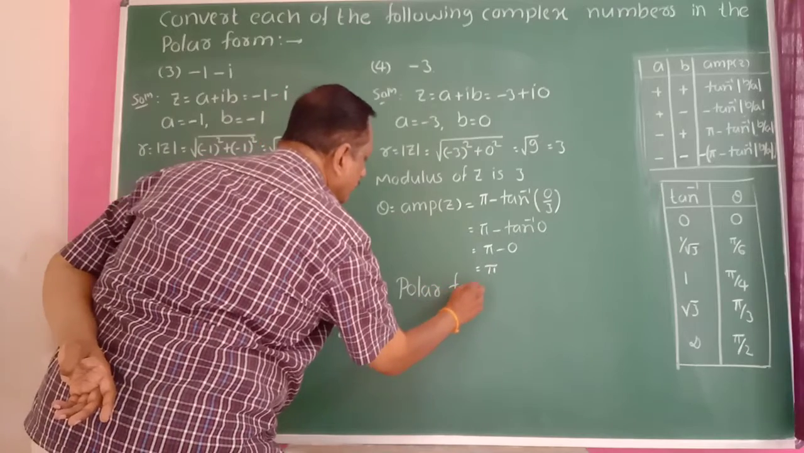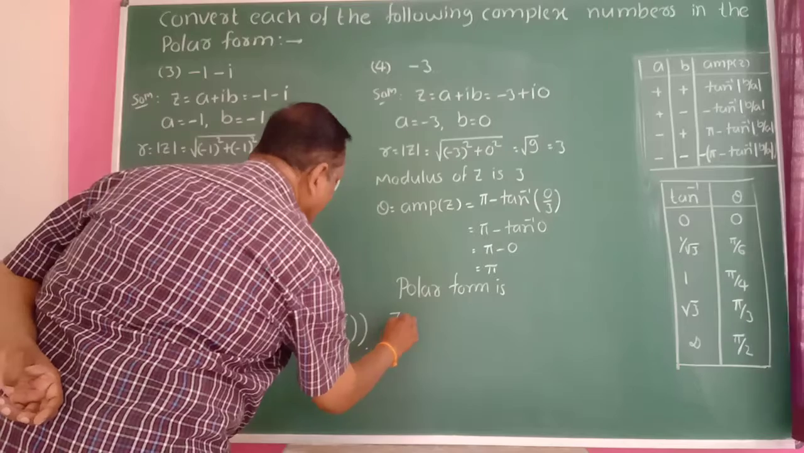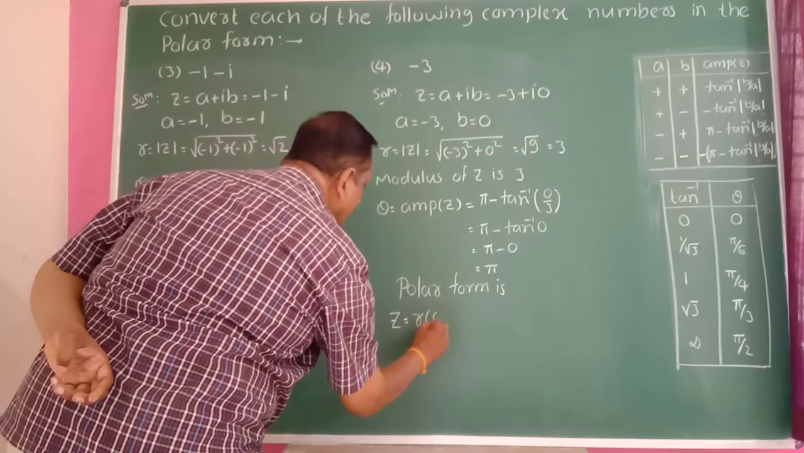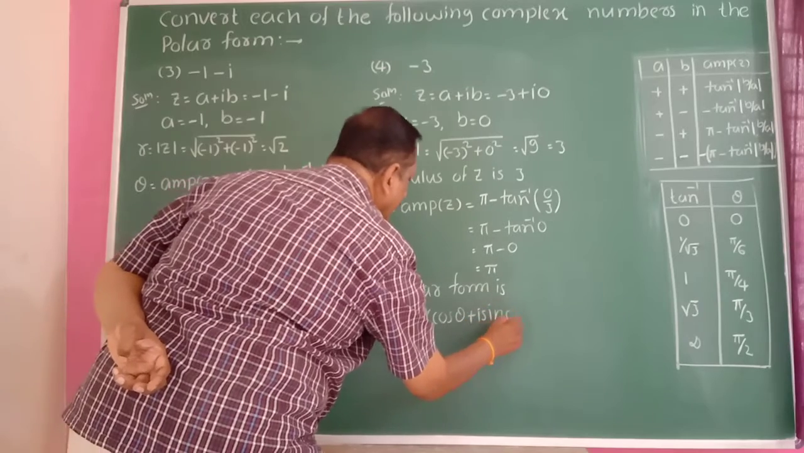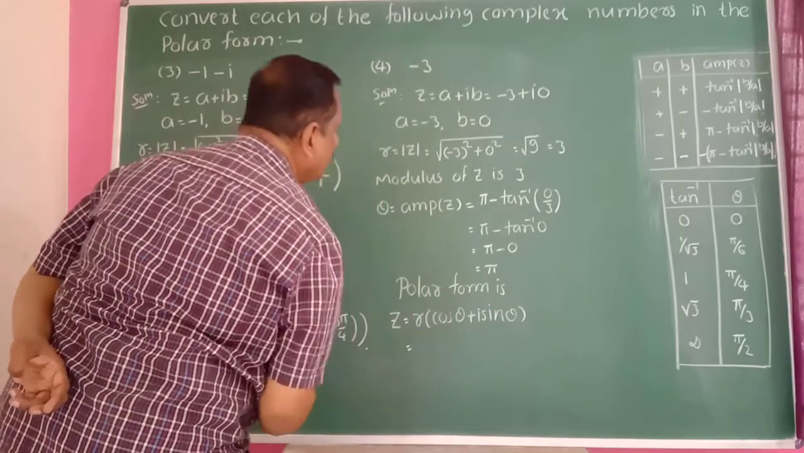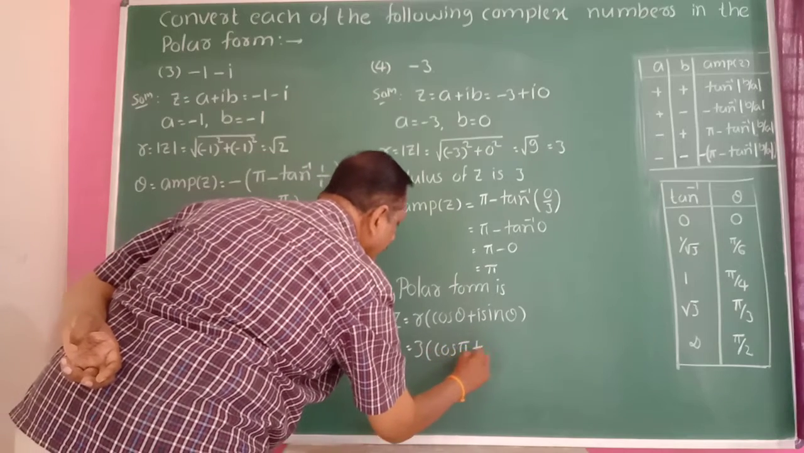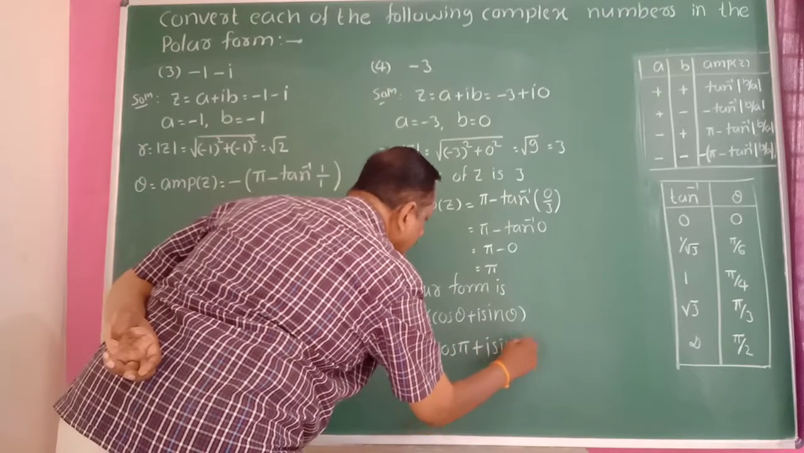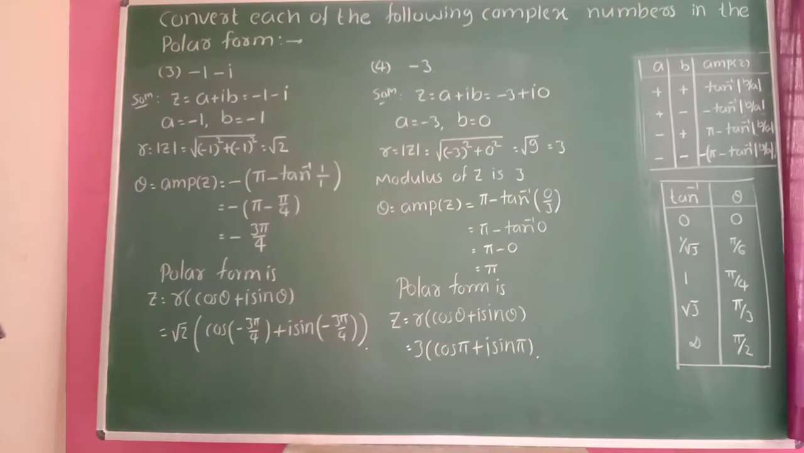Then the polar form of the complex number is z = r (cos theta + i sin theta). Here the r value is 3, so 3 into (cos pi plus i sin pi).